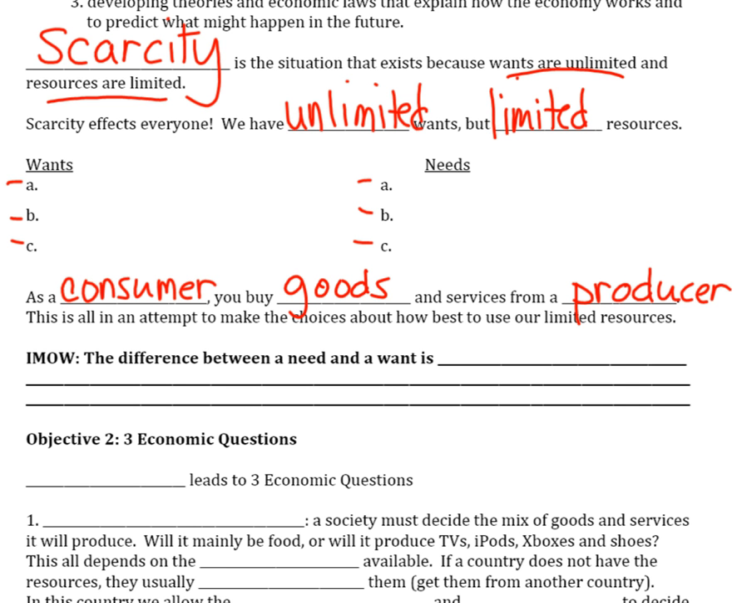So IMO stands for in my own words. So in a minute you're going to pause, and I want you to write what is the difference between a need and a want. So go ahead, pause, write your answer, and come back. Welcome back. I think that the difference between a need and a want you could sum up really easily. A need is something that you have to have for survival. A want is just a desire.